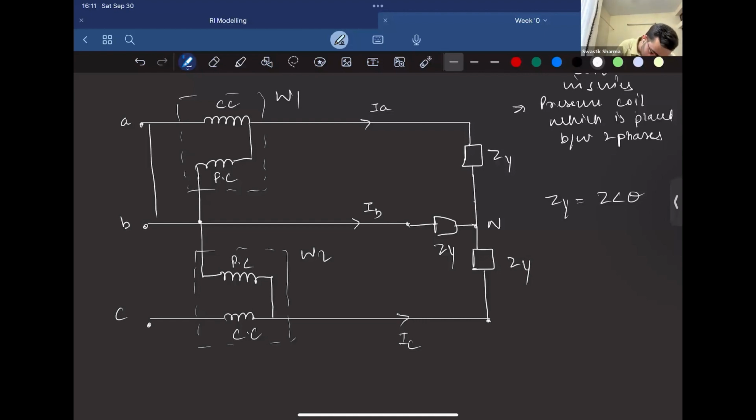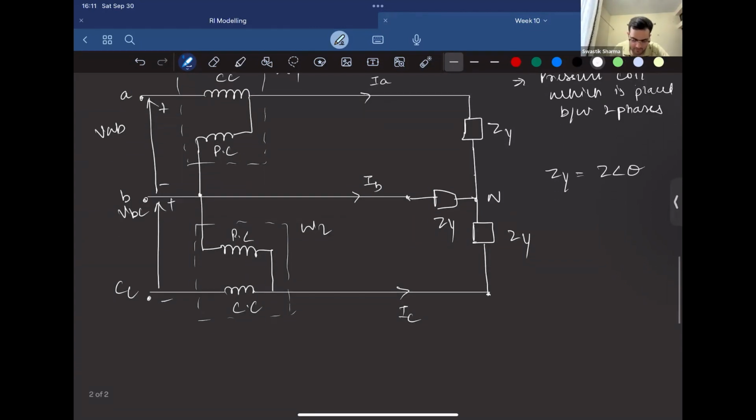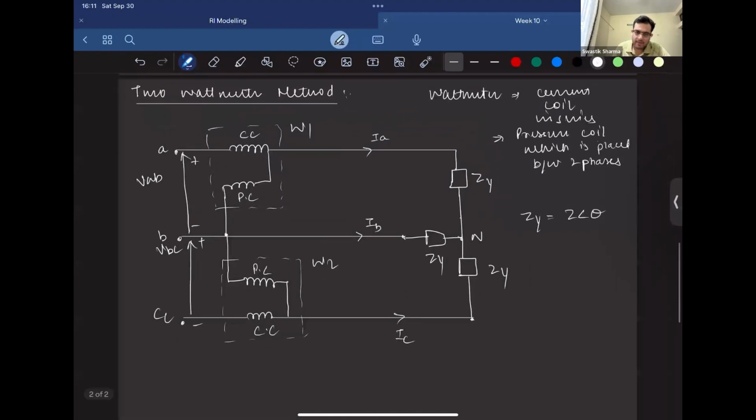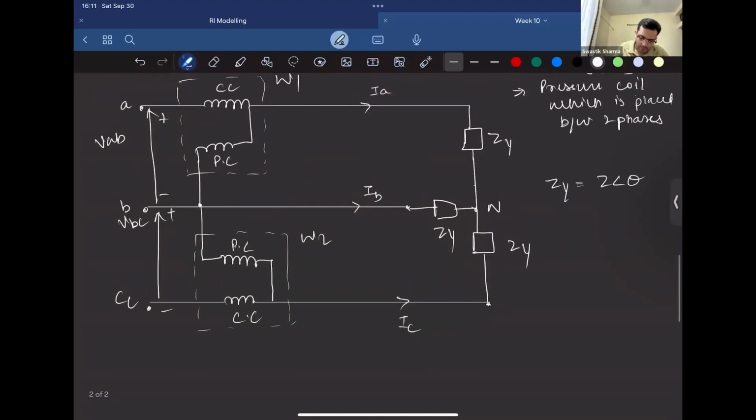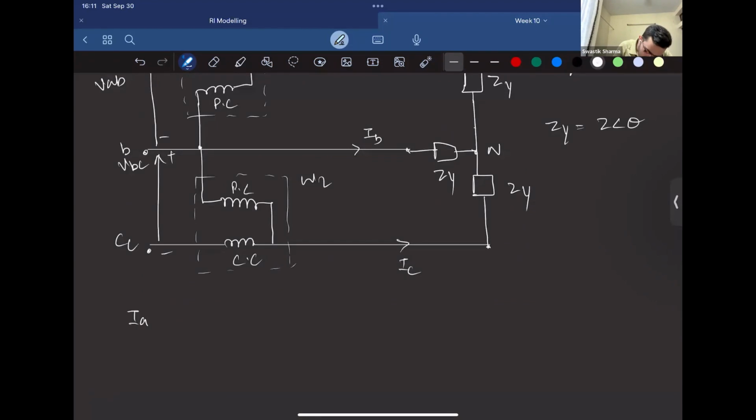We can assume that it's a three-phase, three-wire system, VAB and VBC, right? So this is positive, negative, and negative, right? So that's how the circuit looks like. Now, to calculate it, we can easily calculate IA, right? For a phase voltage, which is VN, we'll consider this as reference.